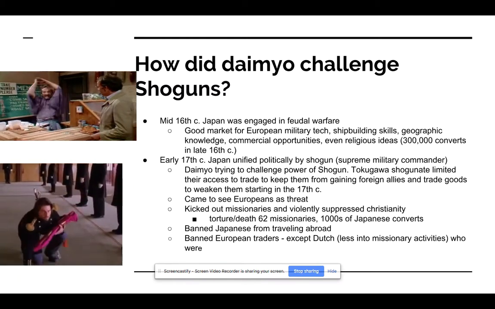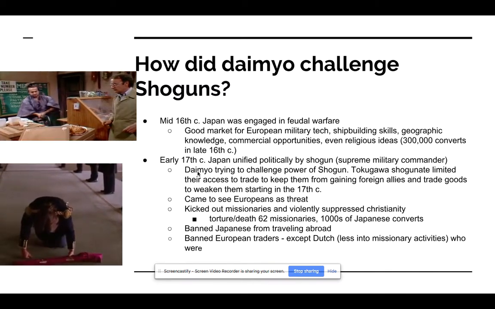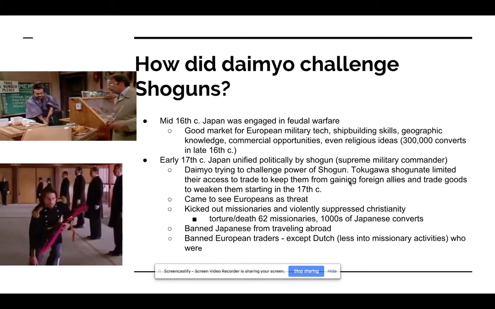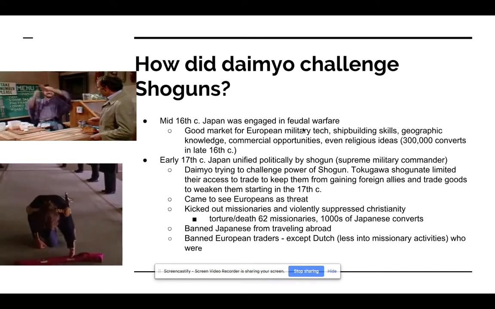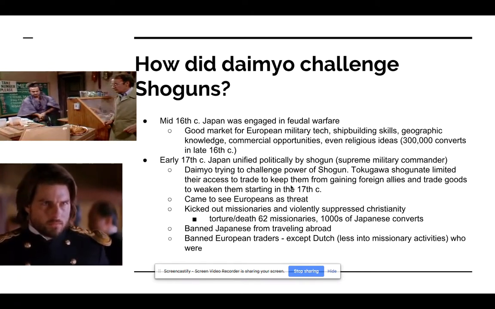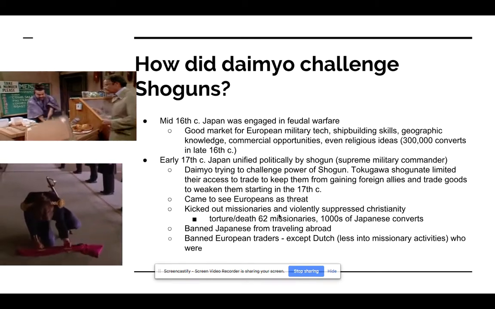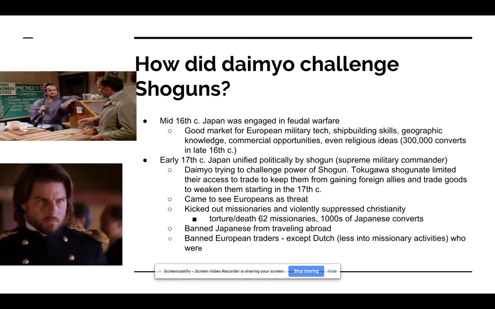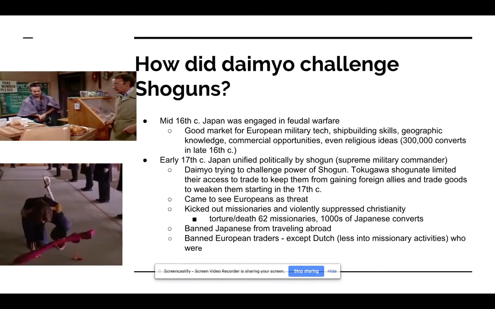However, in the early 17th century, what you'd start to get here was the daimyo would try to challenge. You're looking at the rich nobility, right? That well-educated class. They would challenge the power of the shogun. As a result of this, the Tokugawa shogunate limited their access to trade, so they're stopping any interaction with Europe, right? With the exception of the Dutch. They see the Europeans as a threat, so they're stopping any Christianity that exists. They're torturing and killing a lot of missionaries. Anyone that converted to Christianity, they were killed, right?